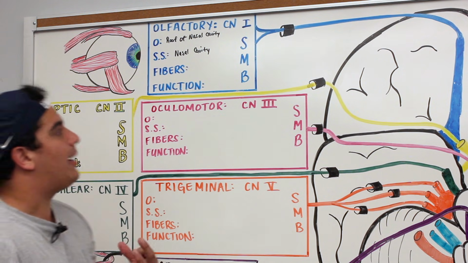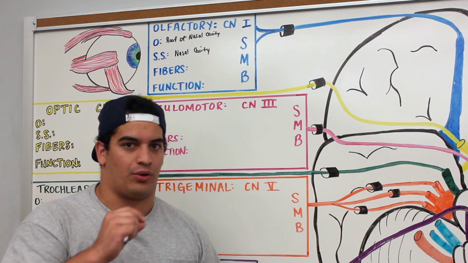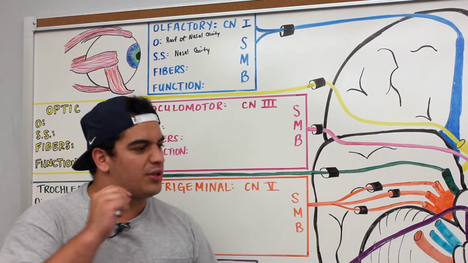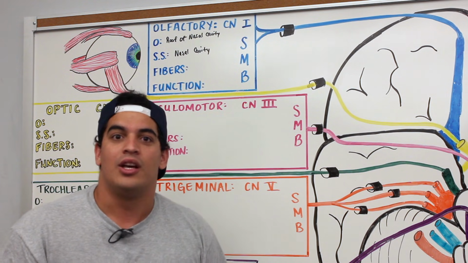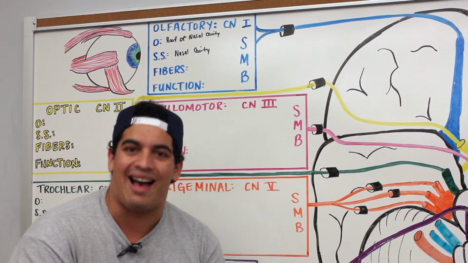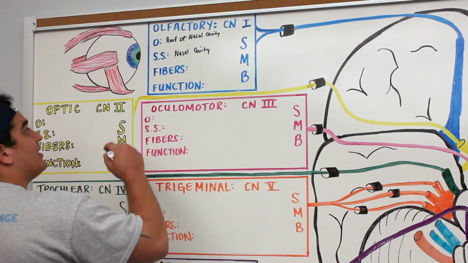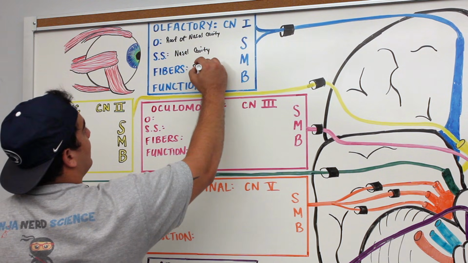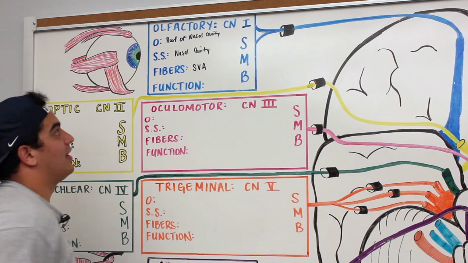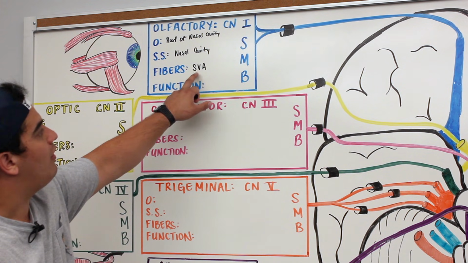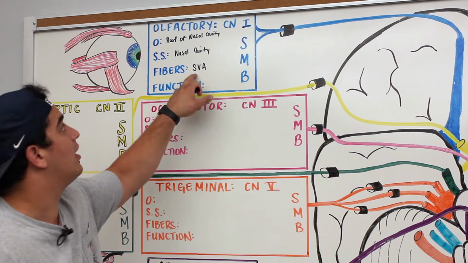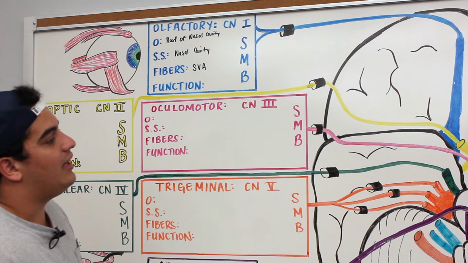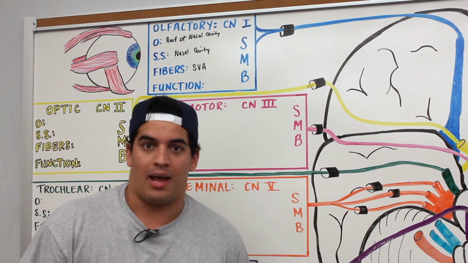Now, what type of fibers does it contain? These fibers are so special and they're so visceral and they're taking information into the central nervous system. So it's special visceral afferent fibers. Okay, so it consists of what's called SVA fibers. What does that stand for? Special visceral afferent fibers. There's only two examples in the body of special visceral afferents. One is going to be olfactory and the other one is going to be the gustation pathway that we talked about.